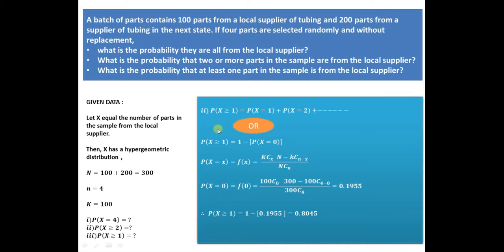if you want to find out the probability of x greater than or equal to 1, then it will be the probability of x is equal to 1 plus probability of x is equal to 2 plus probability of x is equal to 3, and so on. Correct? It should not be plus minus over here. Or we can say that probability of x greater than or equal to 1 can be written as 1 minus probability of x is equal to 0. This value we have already calculated. So 1 minus 0.1955 will be equal to 0.8045. So in this way, we can find out all these three probabilities.